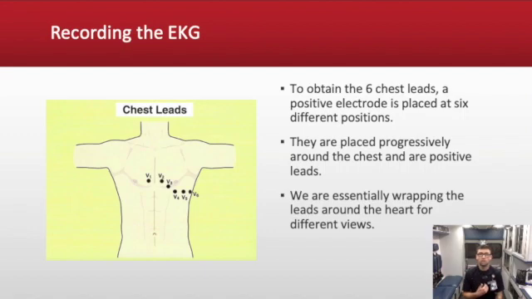Okay, so we have V1, V2, V3, V4, V5, and V6 wrapping around the left side of the chest. Then we would have a left arm here, left leg here, right leg, and right arm to create all of our 12 leads.